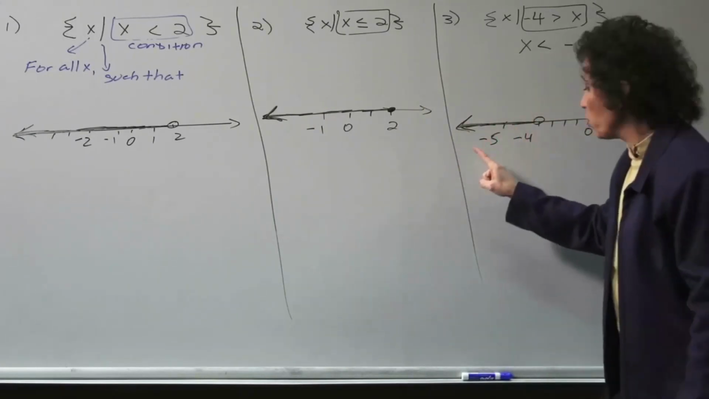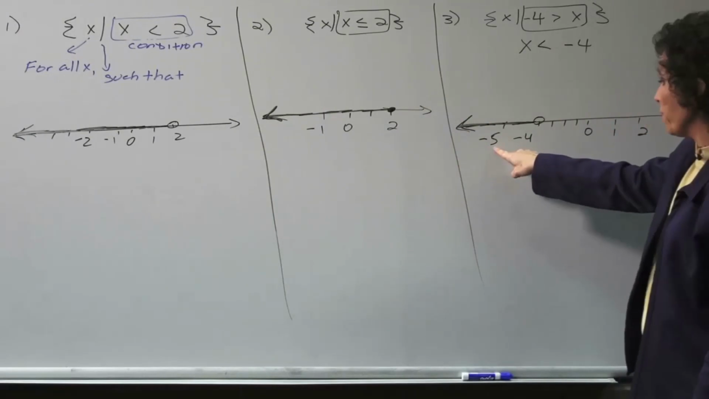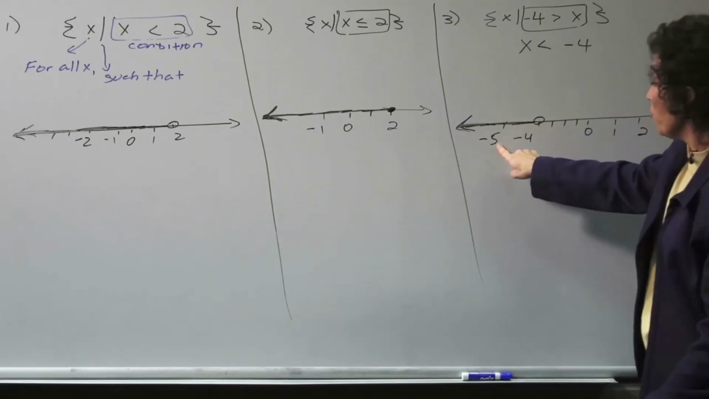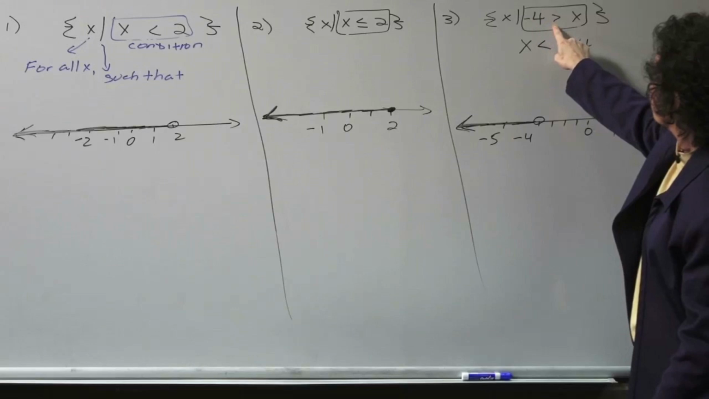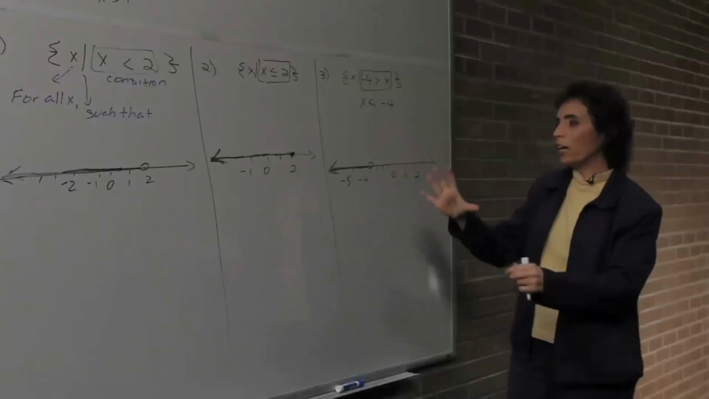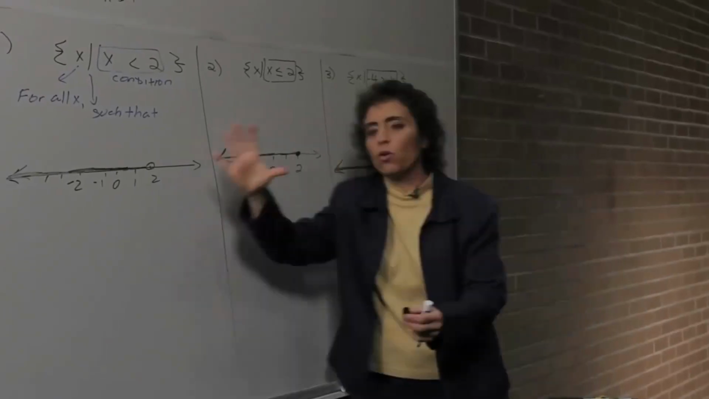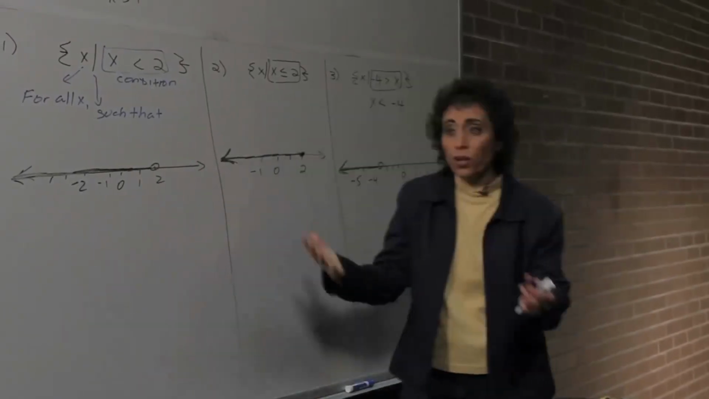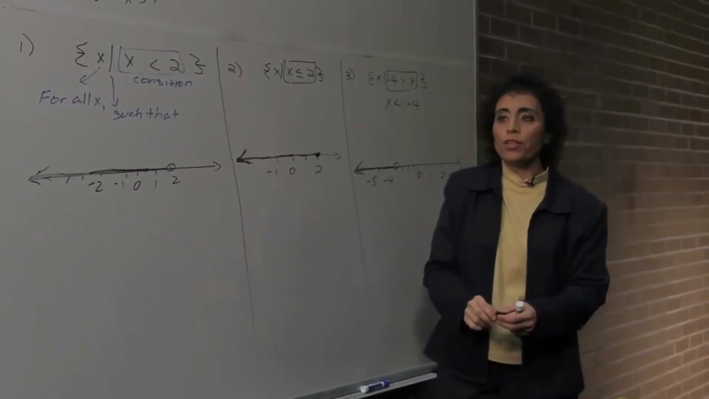I can prove that to you by picking a number that I've graphed. -5. -4.5 if I want. -4 is greater than -5. Yes, that's true. So I can prove that to you. So that's how you graph these. And it's just a coincidence that they're all going to the left. Okay, that doesn't always happen, as you'll see when we do 4, 5, and 6.